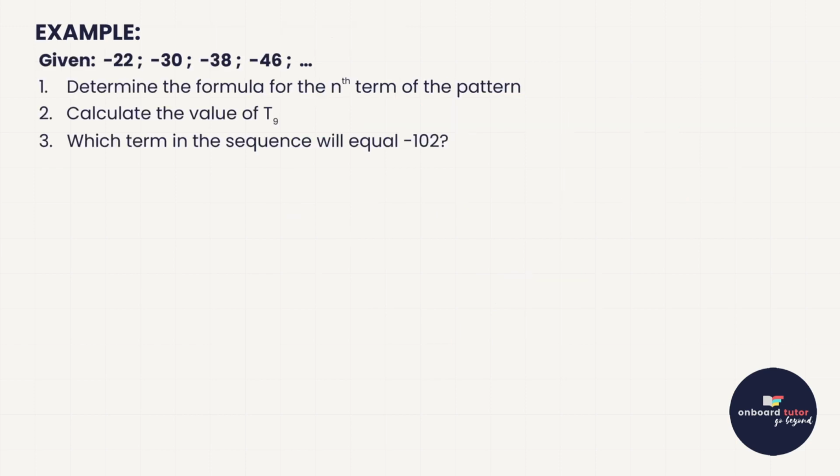Let's consider this example. We are given the sequence minus 22, minus 30, minus 38, minus 46, and so on. They then ask us to determine the formula for the nth term. Okay, this is also known as the general term of this pattern or sequence. So the first thing we need to do is figure out if it is a linear, quadratic, or geometric sequence, and we do so by looking for the constant differences.